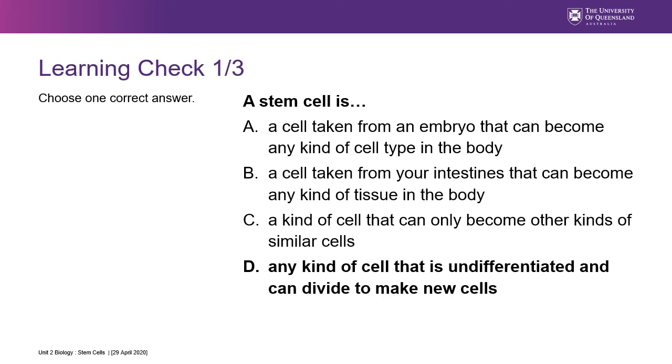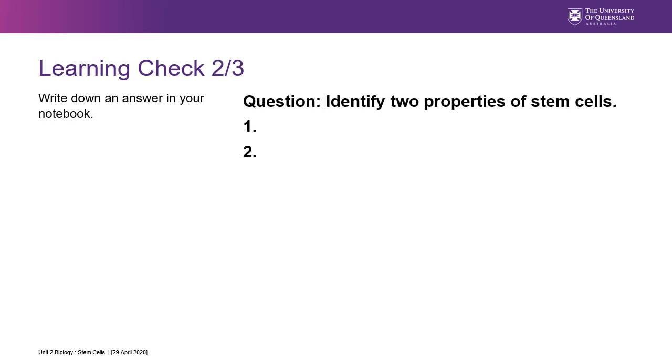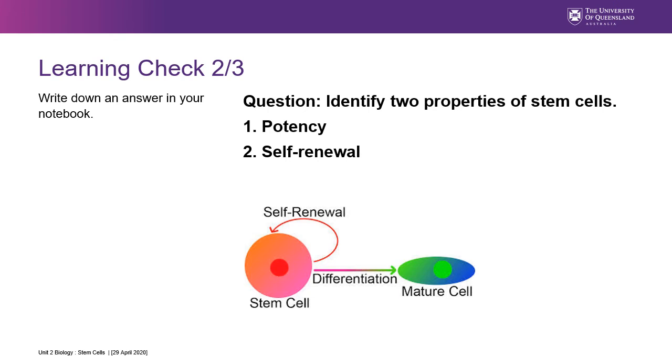How did you go? The best answer is D. A stem cell is any kind of cell that is undifferentiated and can divide to make new cells. Now let's write down the two main properties of stem cells. The answers are potency and self-renewal.